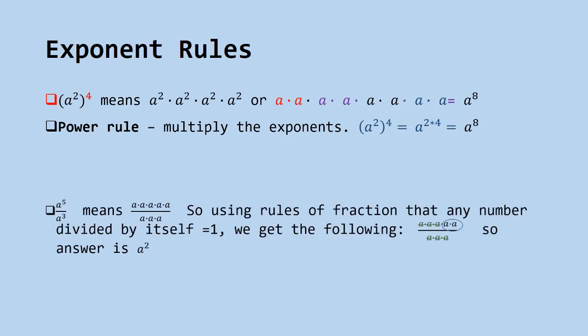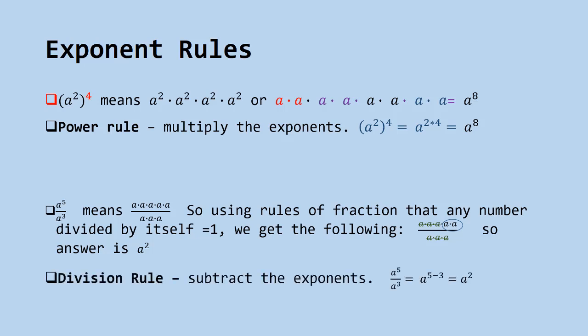Now let's do the next one. A to the 5th divided by a cubed means a times a times a times a times a over a times a times a. So using rules of fractions that any number divided by itself equals 1, we can get the following, and you'll notice here that I've canceled out an a on the top and bottom, and there's a total of 3 that match up. So all of those reduce to 1. And I'm left simply with a times a on the top, so my answer is a squared.